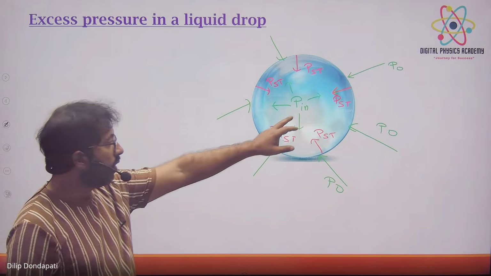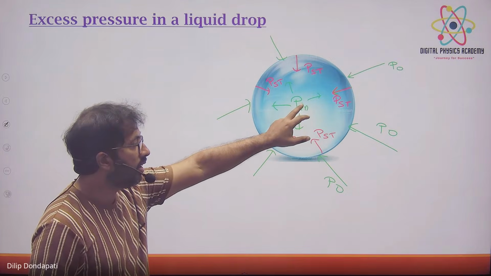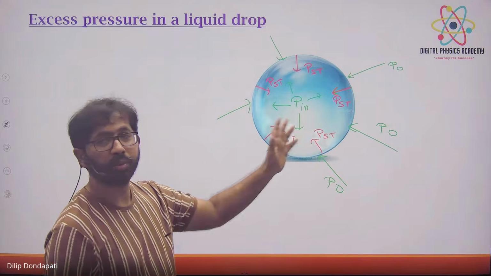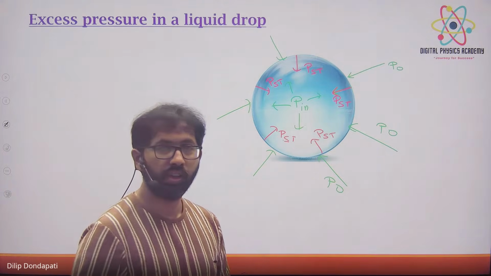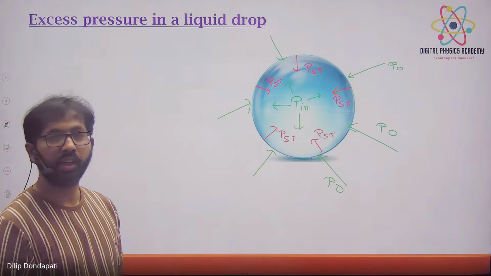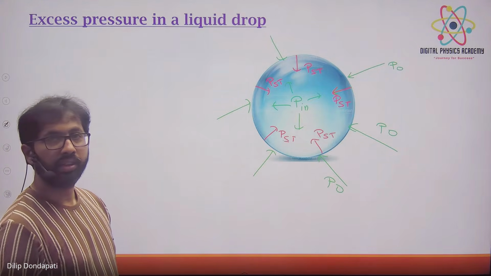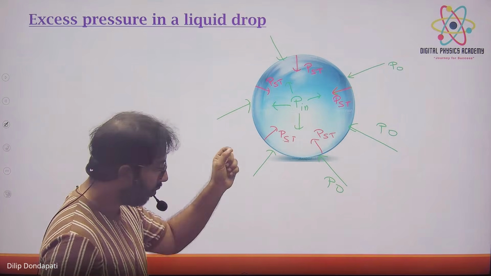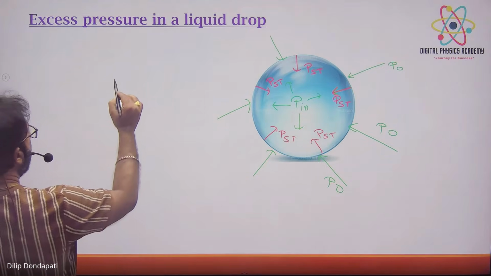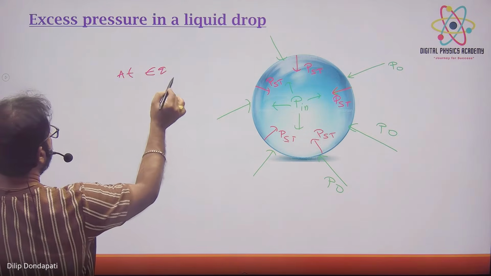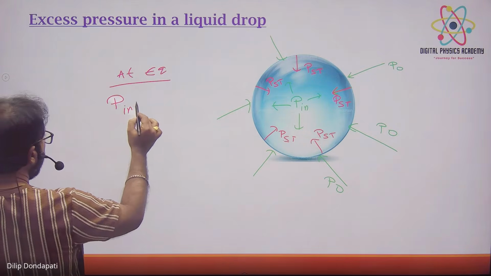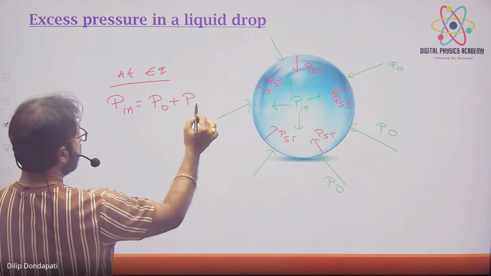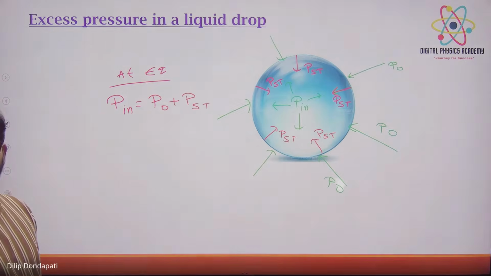Now देखो, this inside pressure is balancing P naught and also the surface tension pressure. Then which pressure is greater, inside or outside? Inside. दोनों प्रेशर को ये बैलेंस करना है, सो inside pressure greater. So at equilibrium, inside pressure is equal to P naught, outside pressure, plus pressure due to surface tension, right?